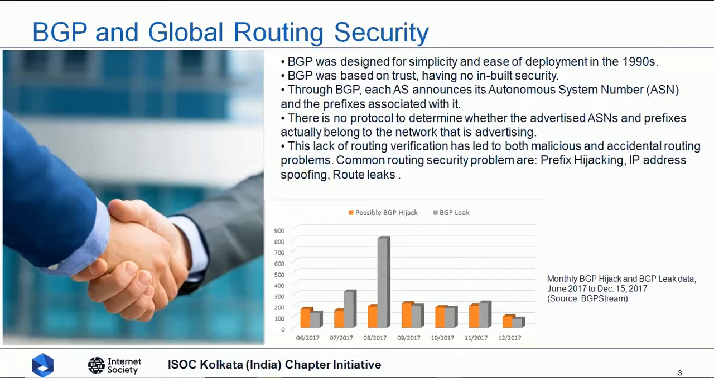The BGP stream is one portal which shows some data about possible BGP hijacks and BGP leaks over a few years, and the number is growing. You see data from 17 June to 17 December 2017, and if you see even the latest data, it is still up. It actually maintains on a daily basis how these BGP leaks or hijackings are taking place.